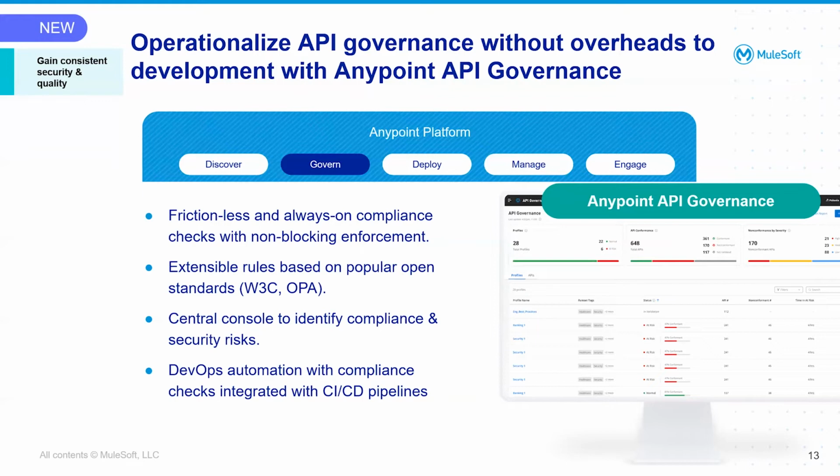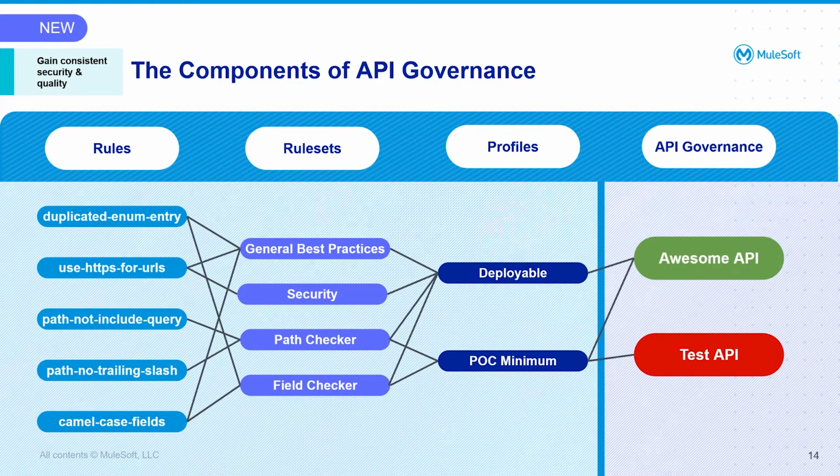Let's take a look at the overall structure of how this works, and then we'll see it in action. The basic idea is that you are building from rules on up. You start out with a bunch of single purpose rules, create rule sets by combining them, then you create profiles by combining rule sets. At that point, you can choose which APIs to apply the profile to and see if they are conformant or not.